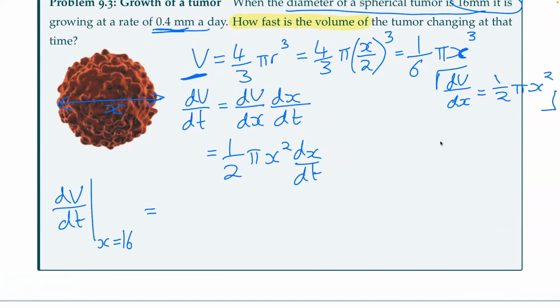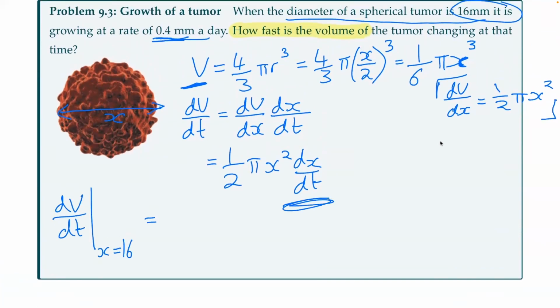Okay. So that's why I've not substituted it in yet, because this is the general formula at any value of x, at any time point. Now we're interested in what's happening when x is 16. So I'm evaluating that derivative when x is 16.